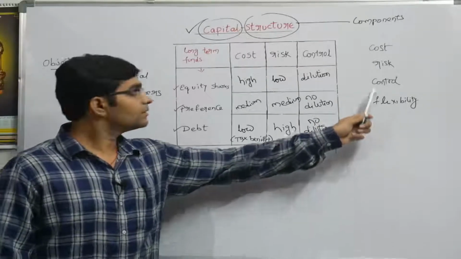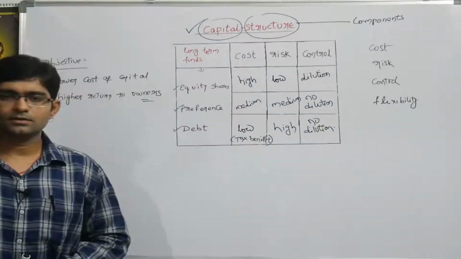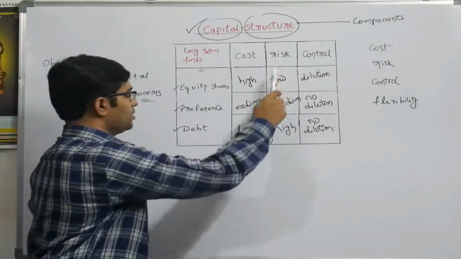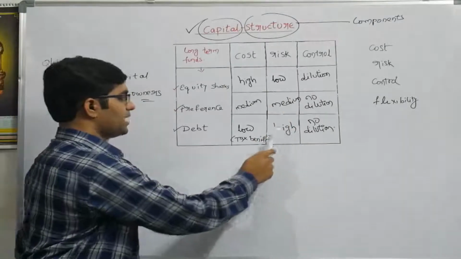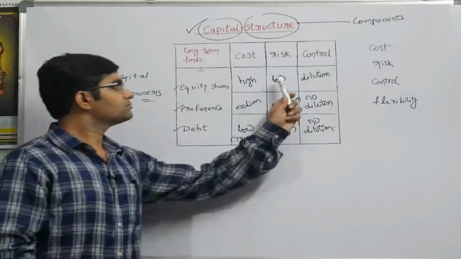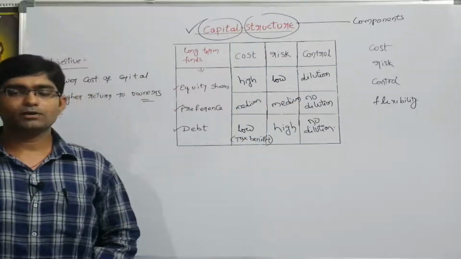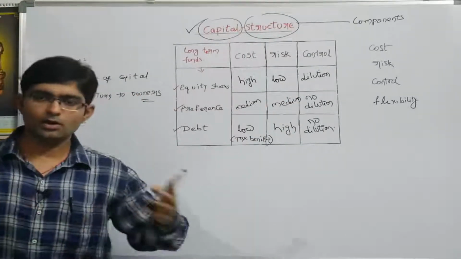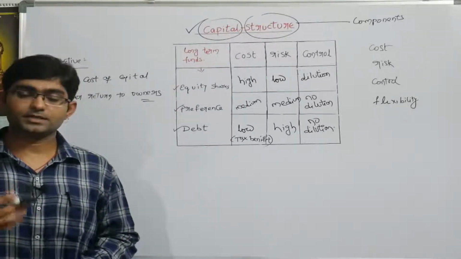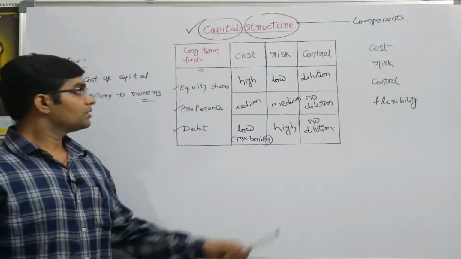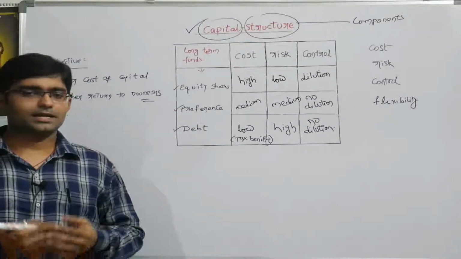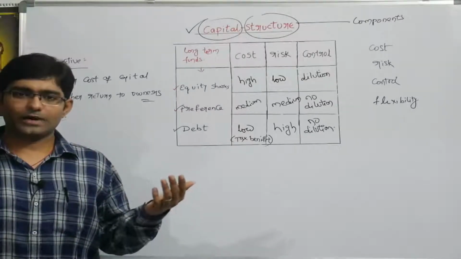Next one is risk. Again, let's see this table. Risk: this is low, medium, high. So you may say I will go for equity because the risk is very low. Yes, the risk is very low, but the cost is high. That is also not a great decision.